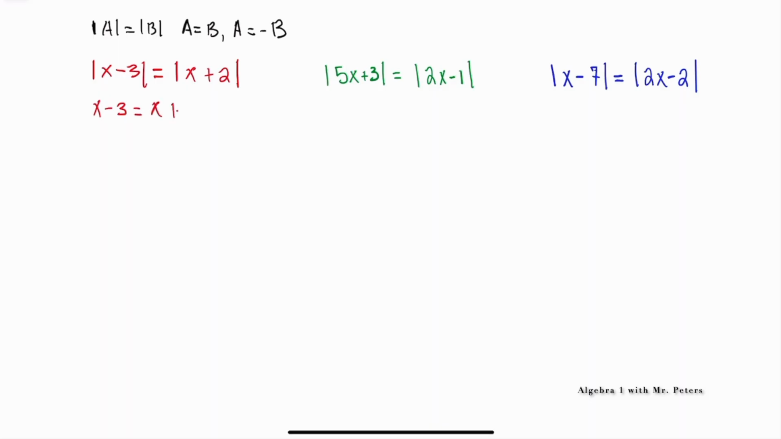Now that we understand that, remember the first scenario is just the same exact equations when we drop the brackets. Once we do that, I'm going to subtract x, and we'll notice that the x's cancel out. We're left with -3 is equal to 2. Because this is a false statement, this means that the answer is no solution.